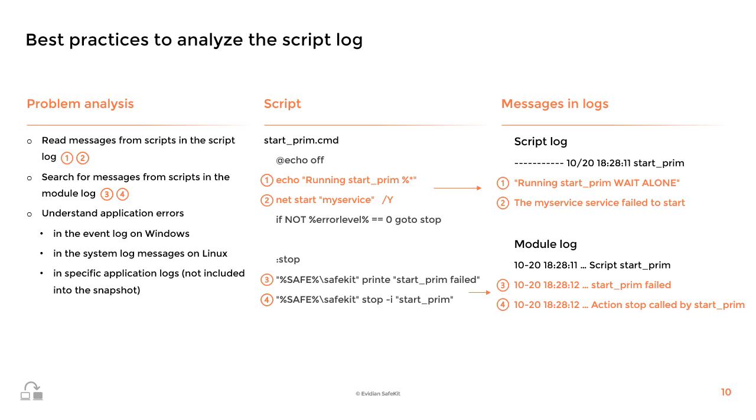Also, search for actions initiated by the script, like message 4, which indicates that a stop action was initiated by the start prim script. Finally, it is necessary to understand application errors when the application has not been started or stopped correctly. On Windows, you can find these errors in the event log. On Linux, check the system log messages. Additionally, specific application logs, which are not included in the SafeKit snapshot, can also provide valuable information.